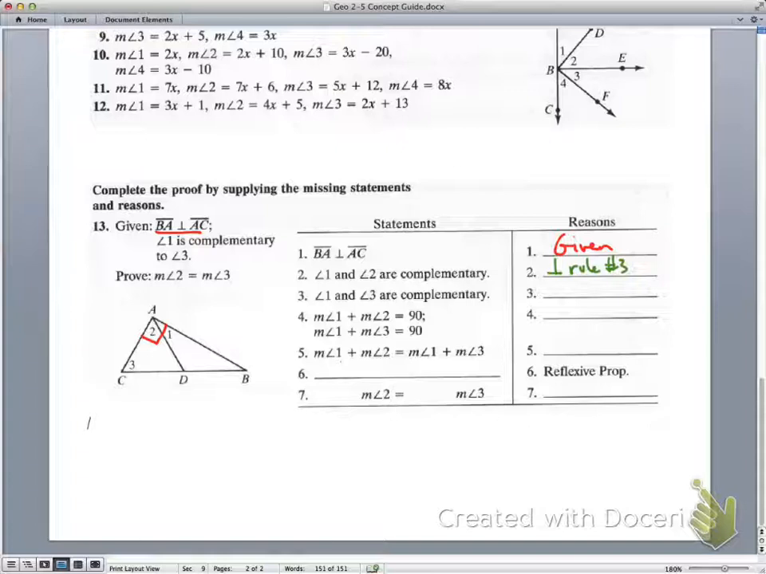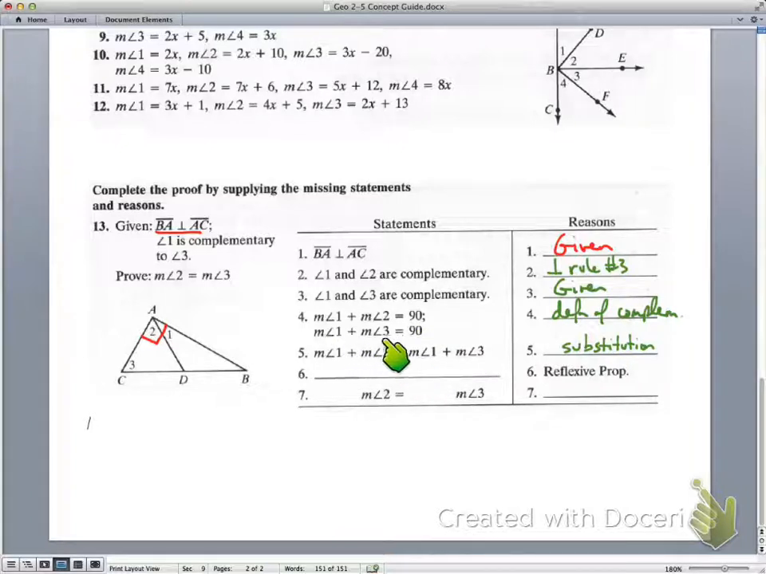How do I know that angles 1 and 3 are complementary? That was given. Okay, so then how can we say that angle 1 plus angle 2 equals 90 and angle 1 plus angle 3 equals 90? Definition of complementary. That's what it means to be complementary. So then, angle 1 plus angle 2 equals angle 1 plus angle 3, that's substitution. What got substituted? Both of these are equal to 90, therefore they're equal to each other.